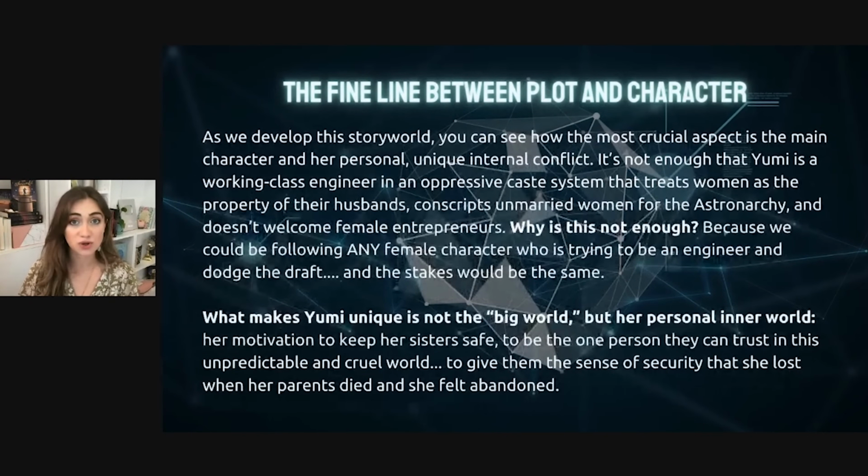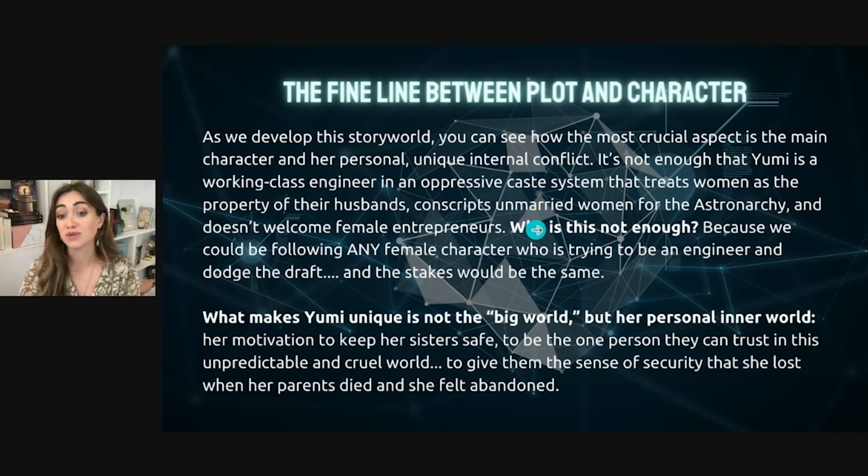Okay, so as we develop this story world, you can see how the most crucial aspect here is the main character and her personal, unique internal conflict. So it's not enough that Yumi is a working class engineer in an oppressive caste system that treats women as the property of their husbands, conscripts unmarried women for the Astronarchy, and doesn't welcome female entrepreneurs. Okay, why is this not enough? Because we could be following any female character who is trying to be an engineer and dodge the draft, and the stakes would be the same. This is the point I've made a lot with plot-driven stories. If you can replace the main character with any other character, then it's not character-driven enough.